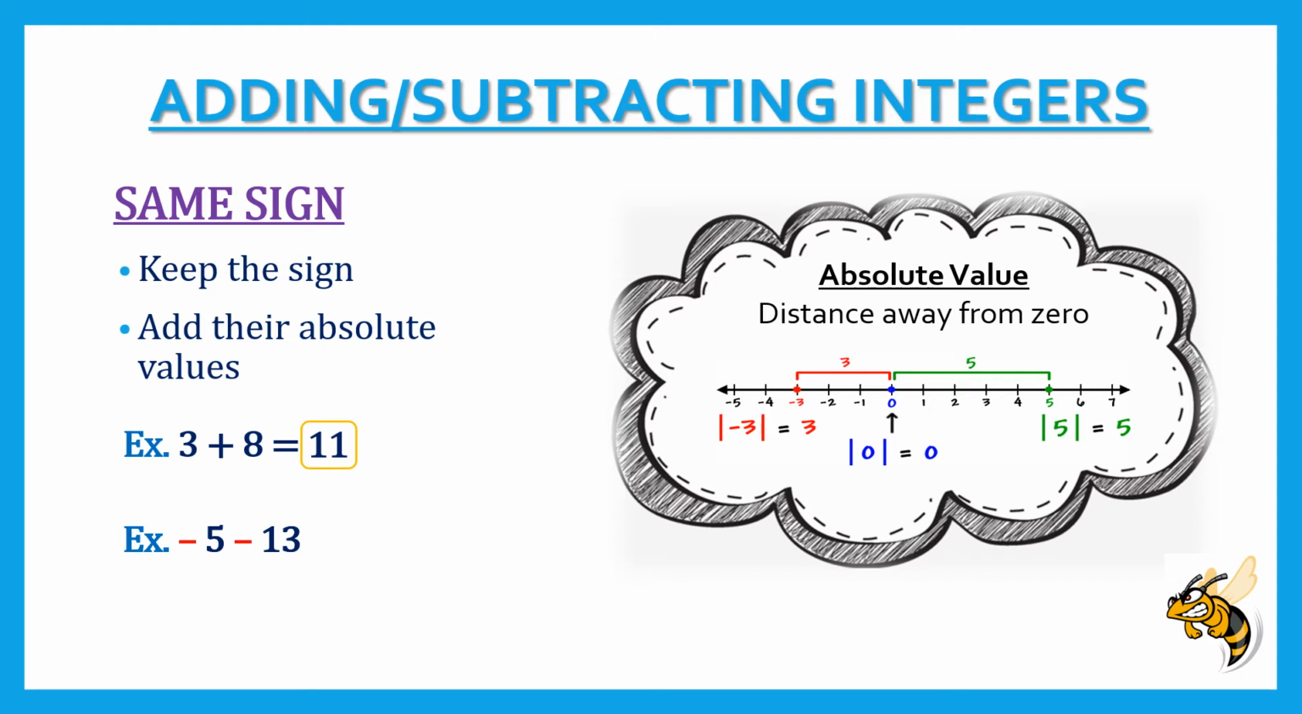The absolute value of -5 is 5. The absolute value of -13 is 13. So it'll be negative, then 5 plus 13. 5 plus 13 is 18. So therefore your final answer is -18.